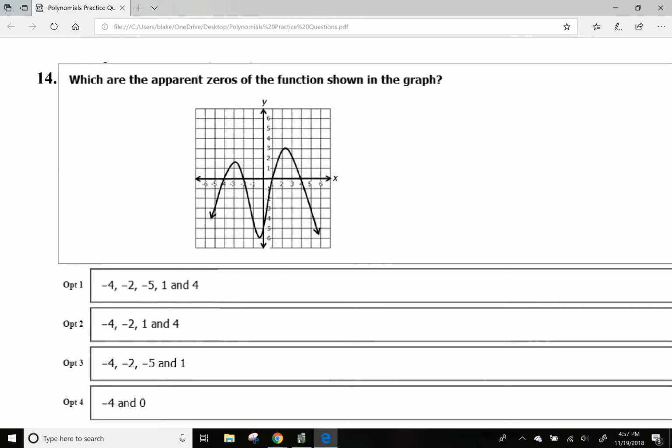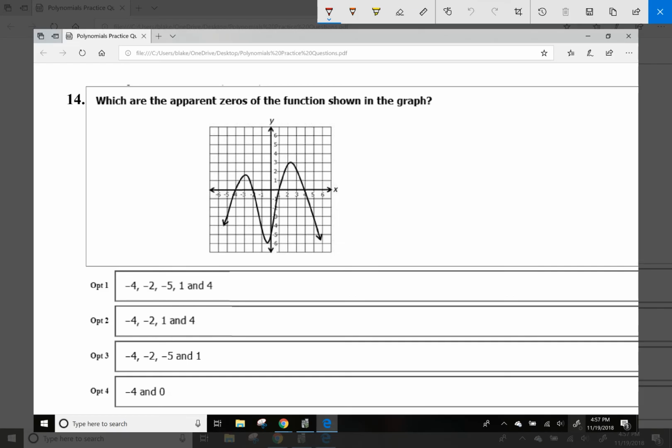Number 14 is the exact same thing. So remember, you're not focused on the y-intercept at all. You're only focused on x-intercept. So here, here, here, and here. Those are the only ones that it's asking you about. So pick the answer that talks about those. The y-axis or the y-intercept is not important. That's irrelevant. It only wants the ones on the x-axis. Okay.